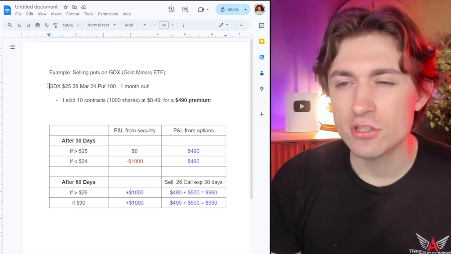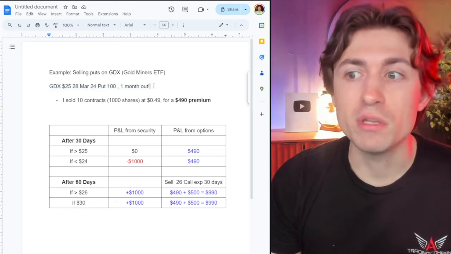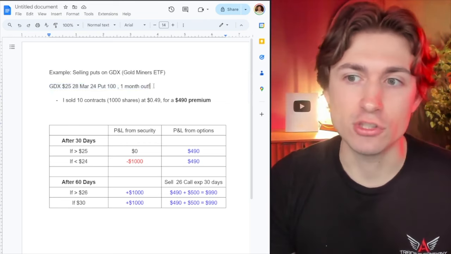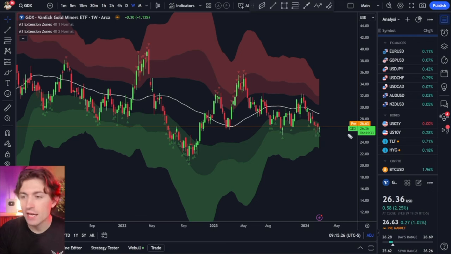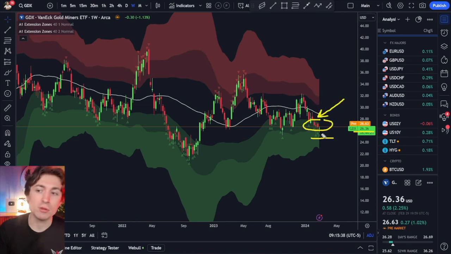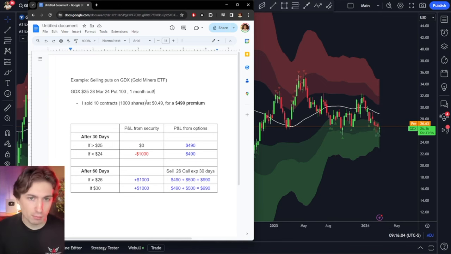So let's just say that 1 month out, we wouldn't mind selling a put on GDX. Real quick, I'll show you the chart here. Here's GDX. It's trading around 26.36, and of course the strike price of the option in question is going to be $25 per share. So we've traded lower, we're looking a little overextended, and I wouldn't mind picking up a position here. So I look at the $25 strike price, go 1 month away, and sell a put.